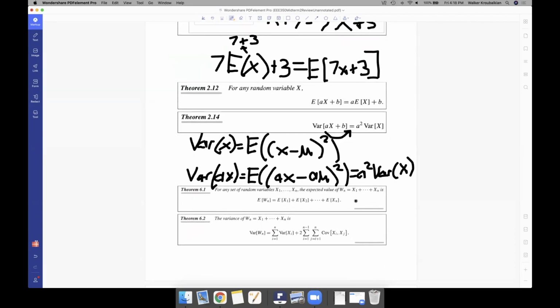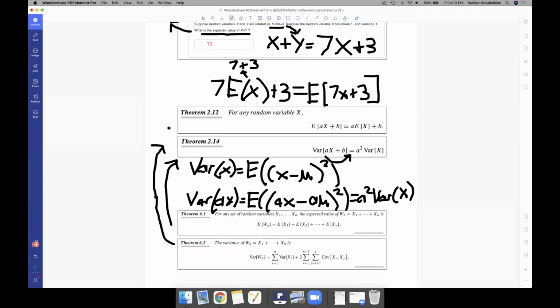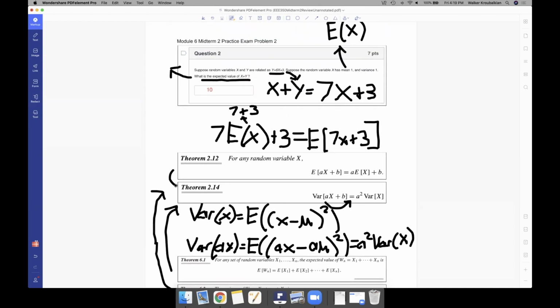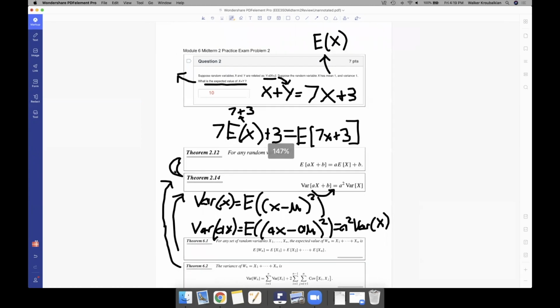I have here some theorems for, in general, if you wanted to find the expected value of a sum of random variables or the variance of a sum of random variables. And you can derive these theorems from the lower theorems, right? But for the exam, definitely know these two properties. They probably will show up in some form. All right, so that's all for the second problem.